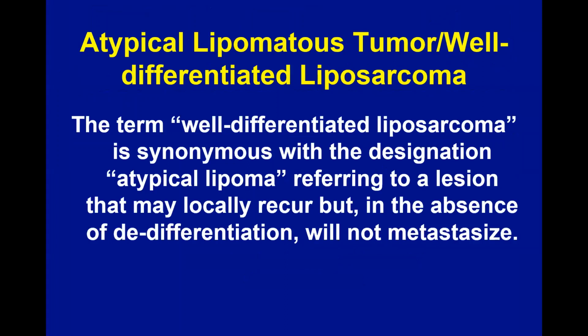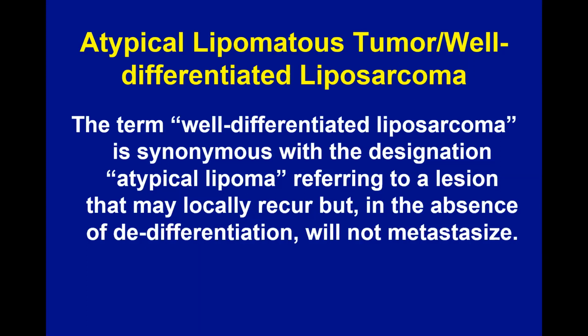Before we start, let's talk about some definitions. I think the first definition we should talk about is related to what do we mean when we say atypical lipomatous tumor and well-differentiated liposarcoma? Well, you should know that these designations have been around for quite some time. For the most part, we consider these terms to be synonymous. That is, well-differentiated liposarcoma is synonymous with the designation of atypical lipoma or atypical lipomatous tumors.